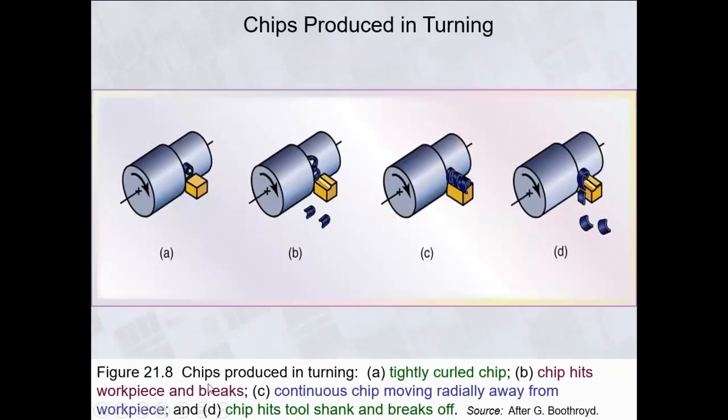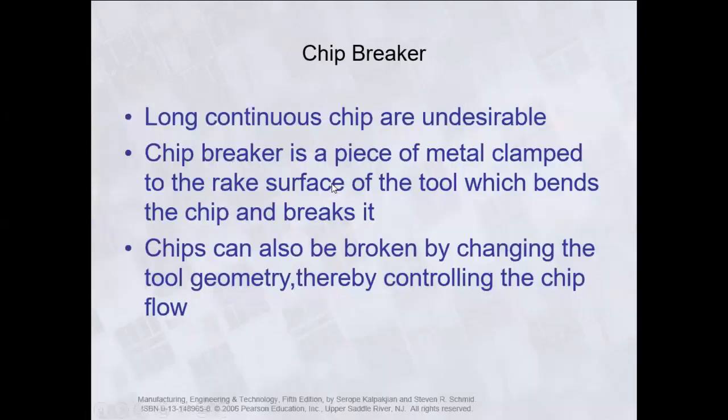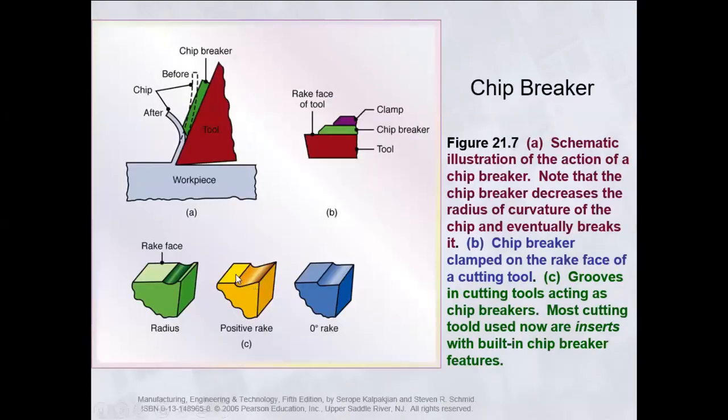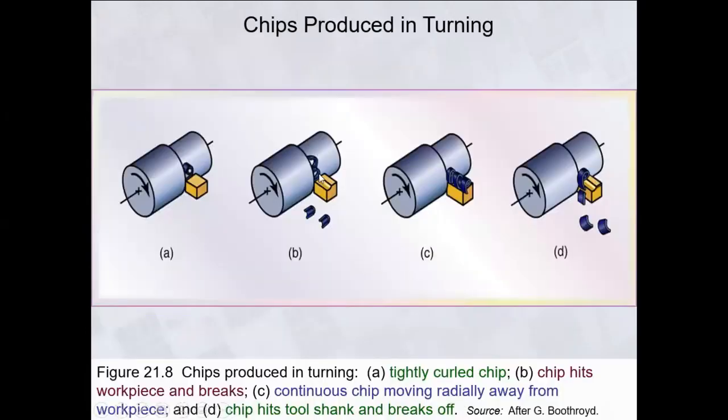This is another example of chips in the turning operation, a tightly curled chip. This is the formation of the curled chip. The chip hits the workpiece and breaks. This is what I told you in the previous slide. This is the groove. What is the function of this groove? When the chip strikes this groove, it automatically breaks and is thrown away. The continuous chip readily moves away from the workpiece. This is the continuous chip, and the chip hits the tool shank and breaks off.